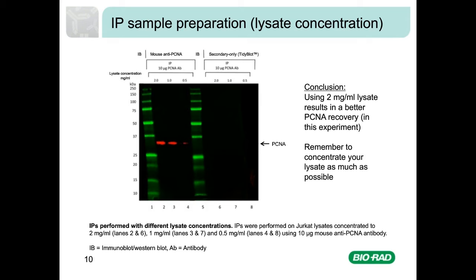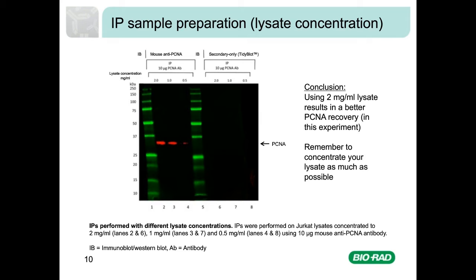Please keep in mind that IP efficiency depends on levels of your target protein present in your lysate relative to the amount of IP antibody used. Also critical is how efficient the IP antibody is at binding to your protein of interest. If your protein of interest is highly abundant, you may have saturated the amount of IP antibody at lower lysate concentrations already. Therefore, increasing the lysate concentration will not increase the IP efficiency in this scenario.